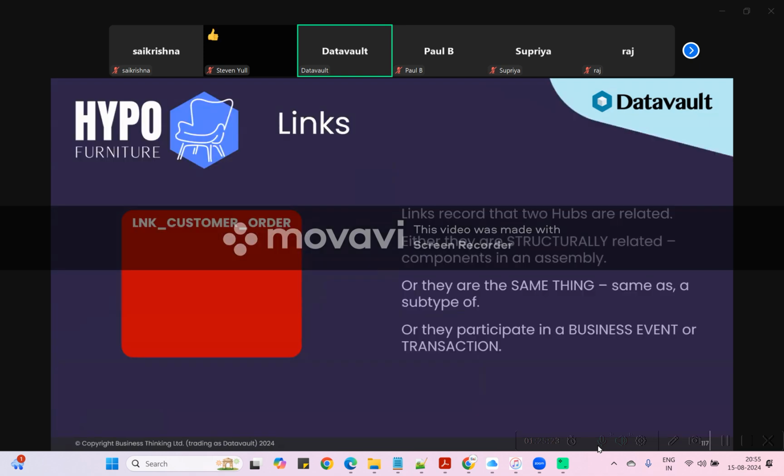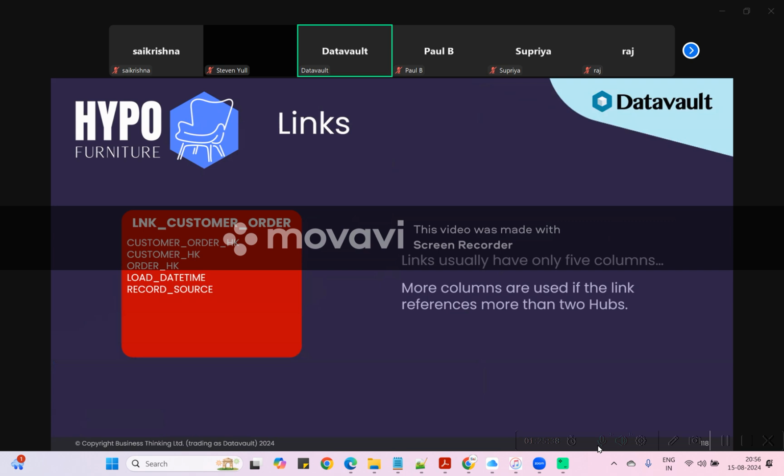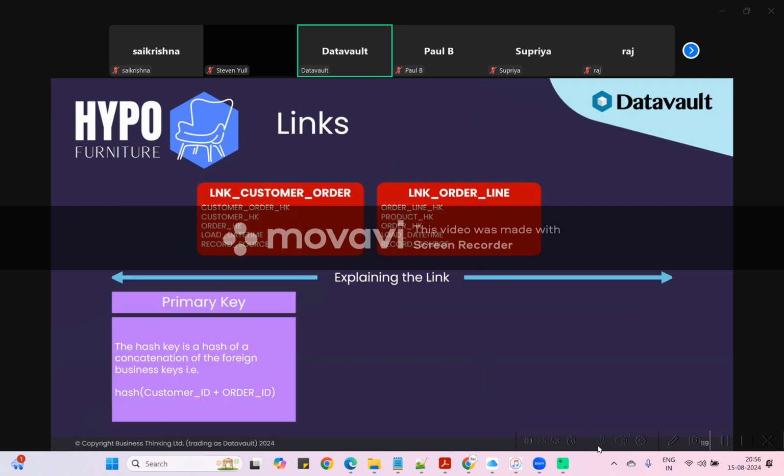Now let's look at links. So links are recording that hubs are related, either structurally or because some events happened in the business that draws those into each other. And links tend to have 5 columns or 6 or 7, depending on how many hubs are connected to it. So they have a primary key, foreign keys out to each of the hubs that are connected to it, a load date time, and record source. So let's have a look. The primary key is difficult to explain, but actually very simple to do.